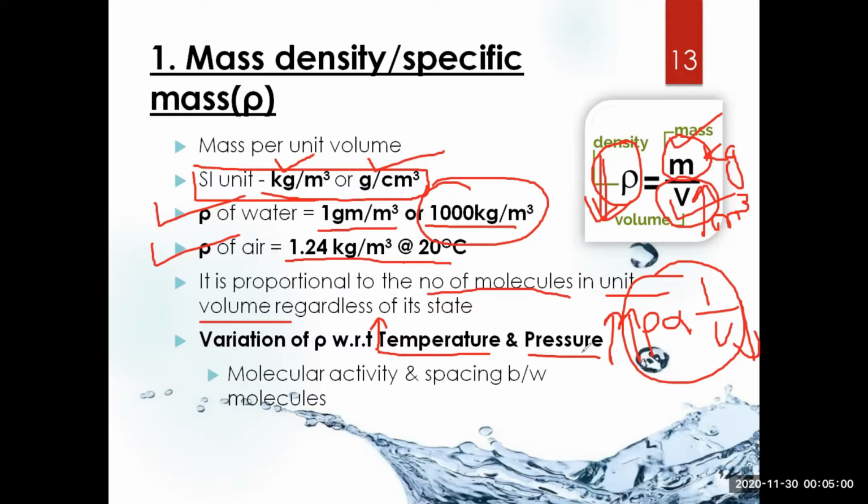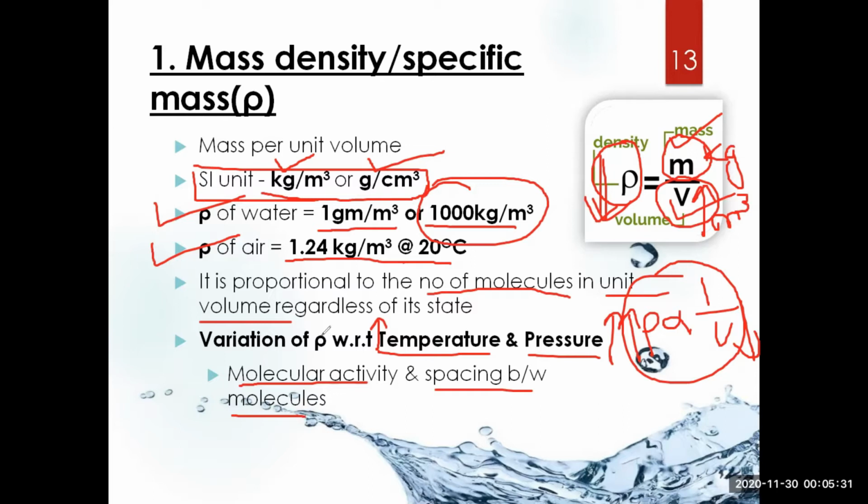The water, or any liquid or fluid, is going to compress and the volume is going to reduce. So in turn, the density will increase because it is inversely proportional. If volume decreases, then density increases. So like that, the mass density will vary with respect to both temperature and pressure. And that is because of the molecular activity and spacing between the molecules.